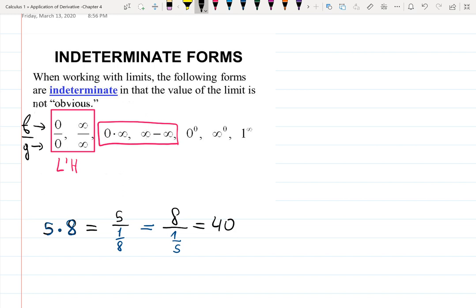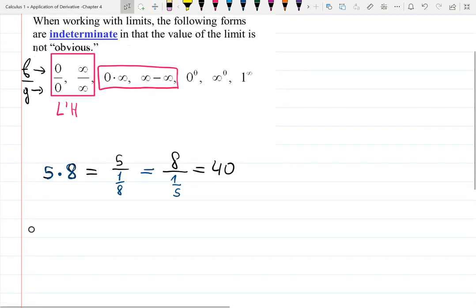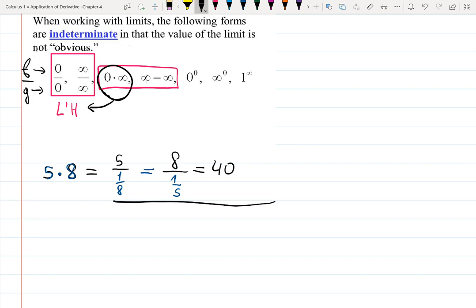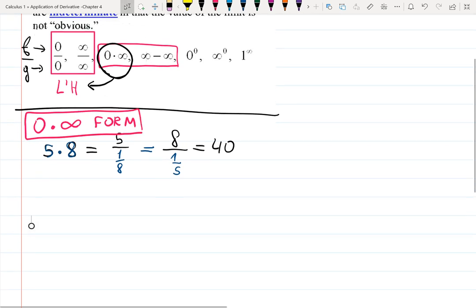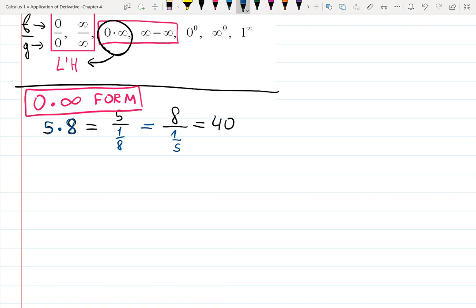It doesn't matter. So that's a legal way to convert the product into a quotient, which is what we need for L'Hopital's rule. The topic is called the 0 times infinity indeterminate form. So just a note to have a nice explanation for the future.